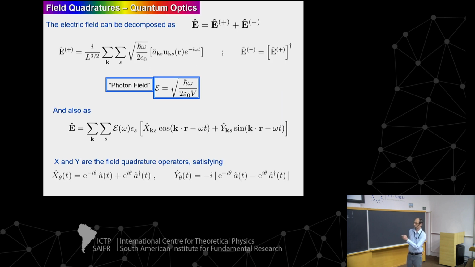Field will be our observable, and the electric field can be decomposed in two parts that will be associated with the creation and annihilation operators, or can be associated to x and y quadratures of the field. And here we have the definition of them in terms of creation and annihilation operators.